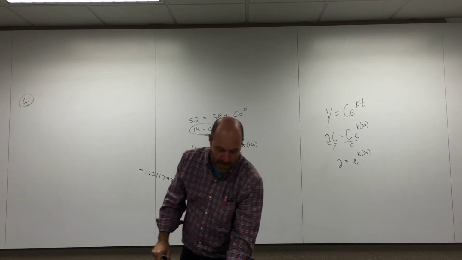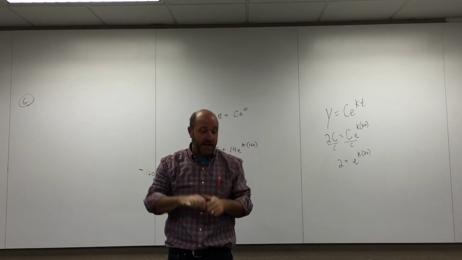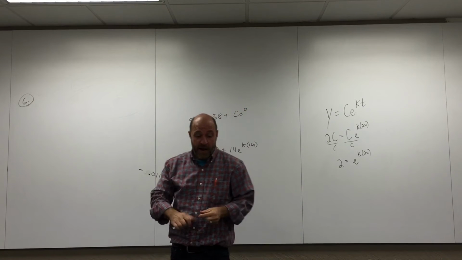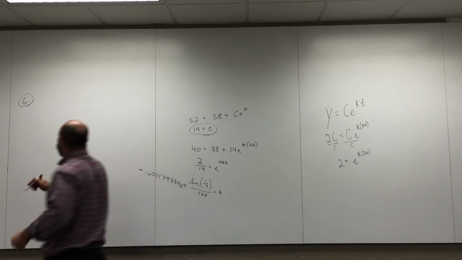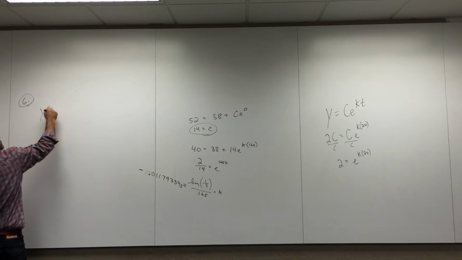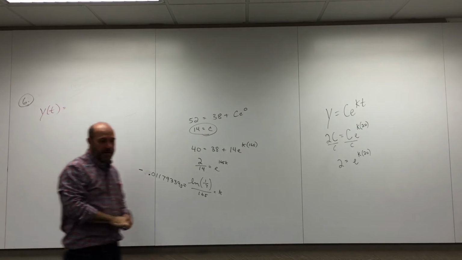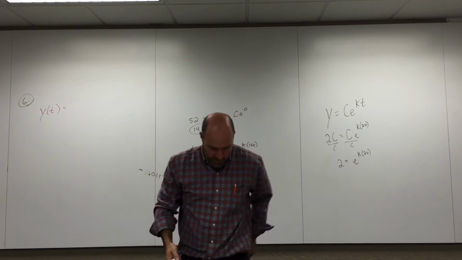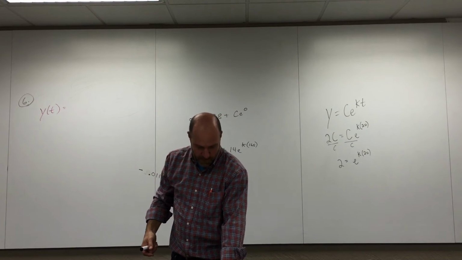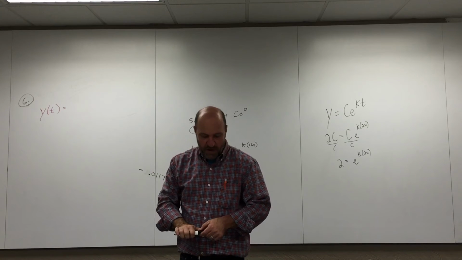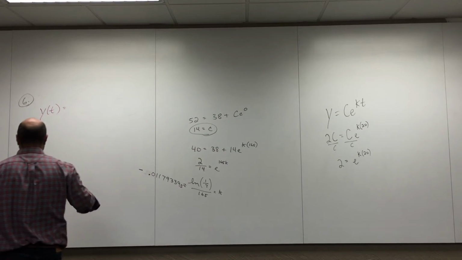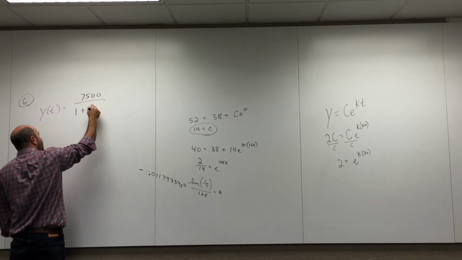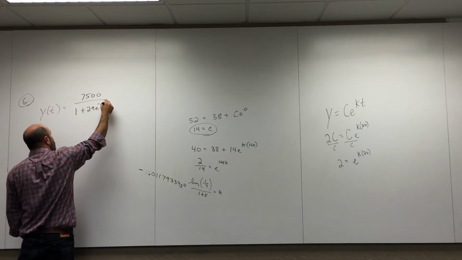6 says that you got this differential equation. Now listen, I don't even want to write it down. There's a differential equation there, and then here's the solution. The solution is 7,500 over 1 plus 29 e to the negative 0.52t.